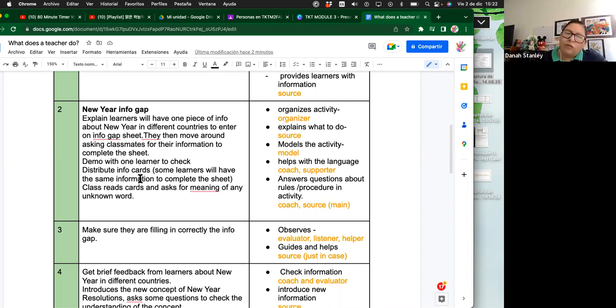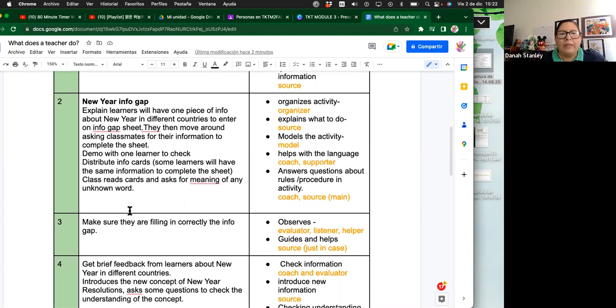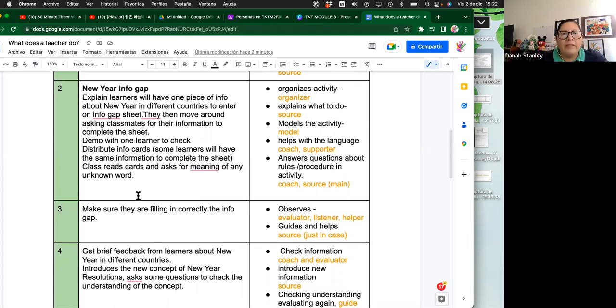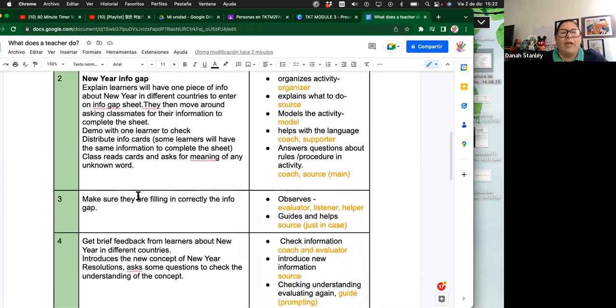Then I'm going to distribute the info cards. Some learners will have the same information to complete the sheet. Class reads cards and asks for meaning of any unknown word. So they are prepared. I'm preparing the students before they do the activity. So in here, I will play different roles. In the case of delivery instructions and giving the demo, pues I'm organizing the activity. In this case, I'm going to be an organizer.